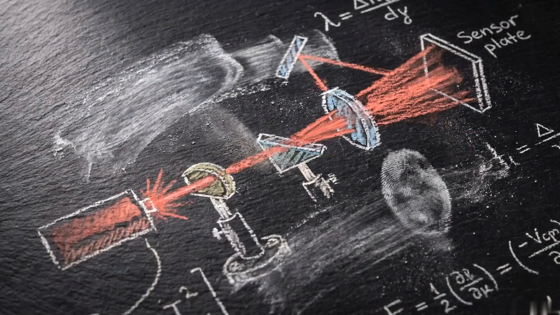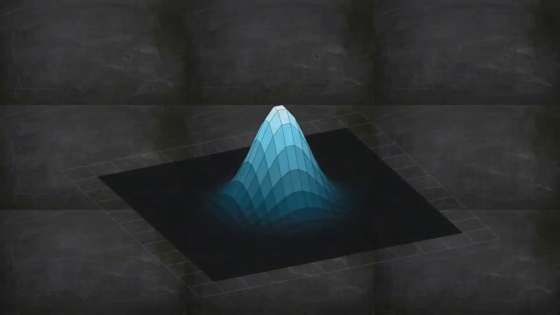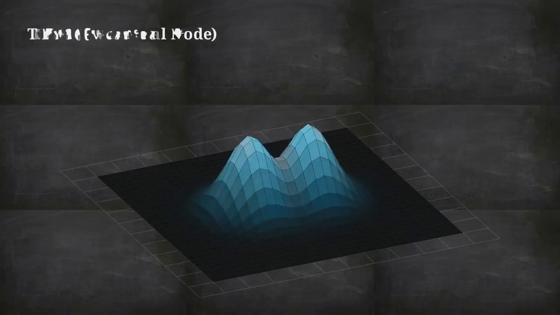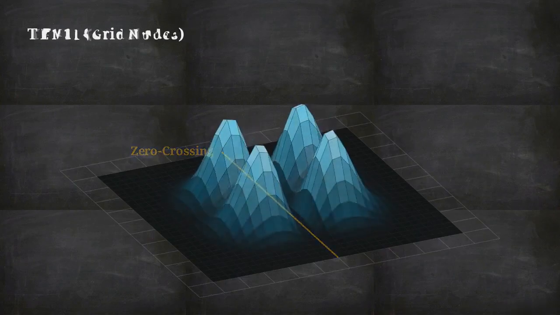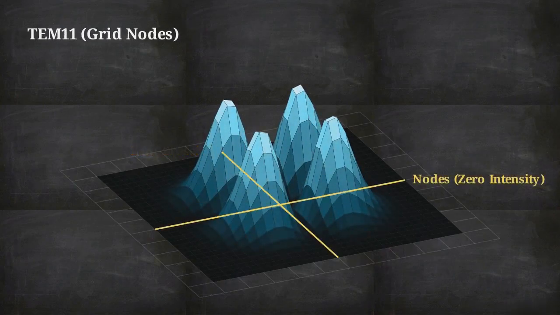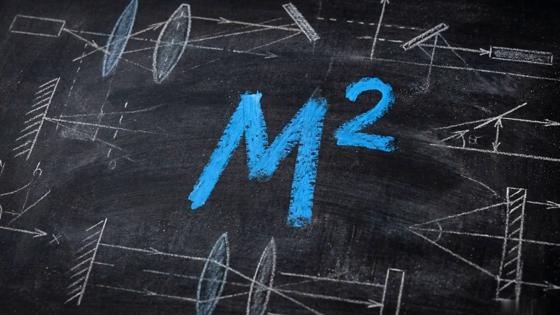The TEM00 equation we derived provides a description for a theoretically ideal beam. However, actual laser cavities are rarely perfect. Real-world factors like mirror misalignments, thermal lensing, and optical aberrations degrade the beam's quality. These factors allow higher-order transverse modes to survive. Unlike the single Gaussian lobe of the fundamental mode, these higher-order modes have zero crossings that create multi-lobed intensity patterns. To measure how close a real beam comes to the ideal Gaussian, we use the beam quality factor, or M².